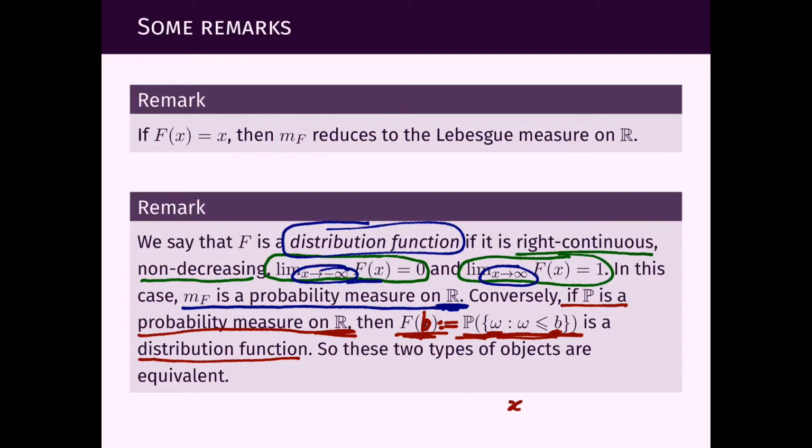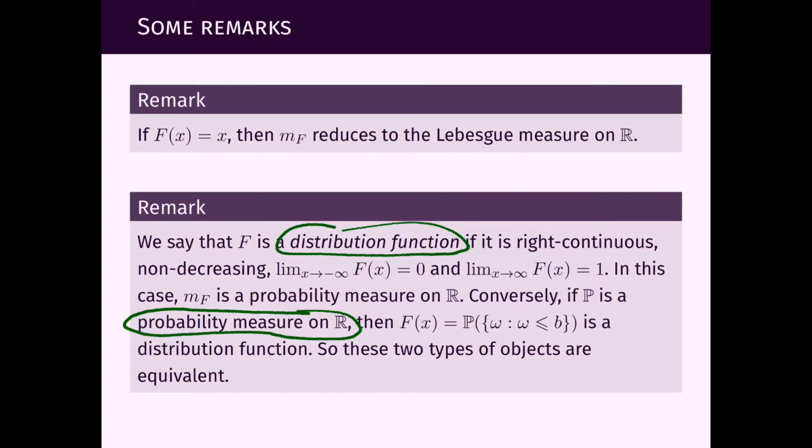So in fact, these two objects are equivalent. Which objects? Probability measures on R and distribution functions. You can define a unique probability measure from a distribution function, and you can define a unique distribution function from a probability measure, and this operation is reversible. If you do this, you get again the same probability measure, and if you do this, you get again the same distribution function.